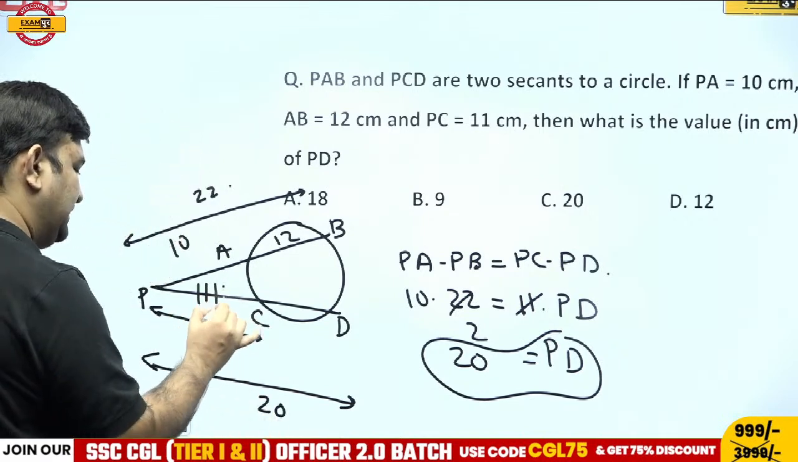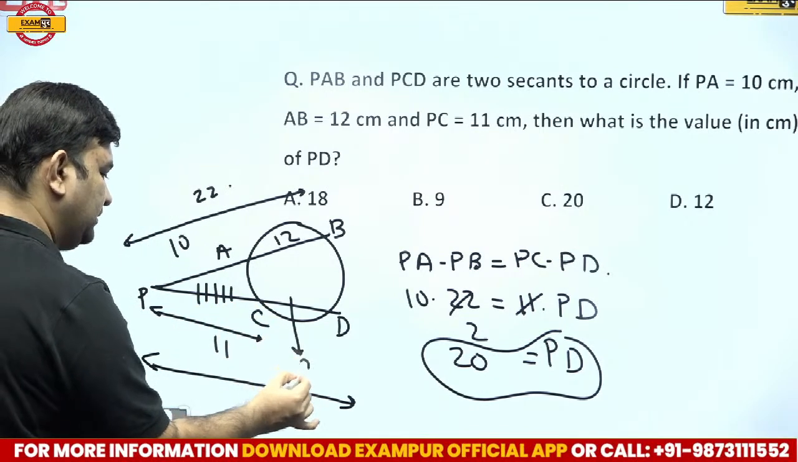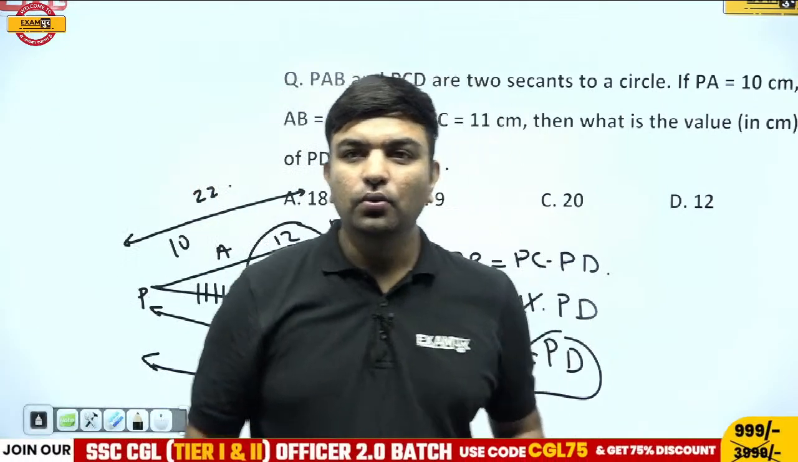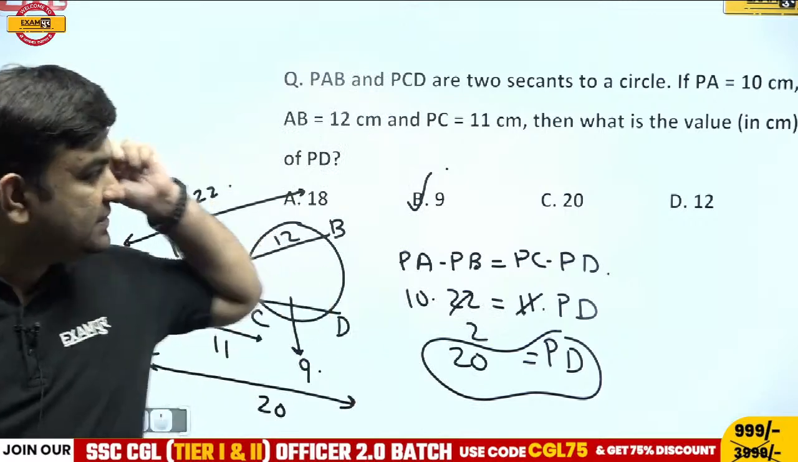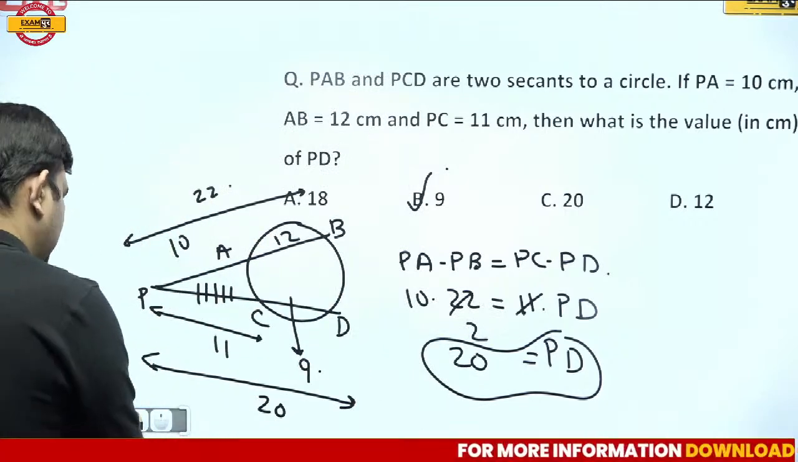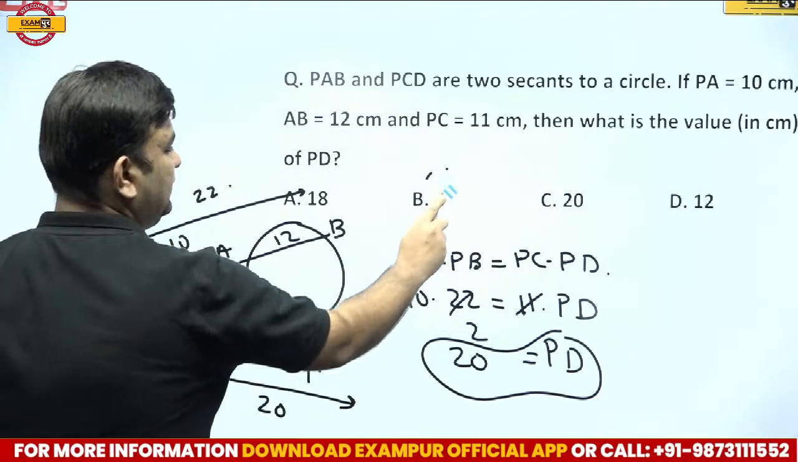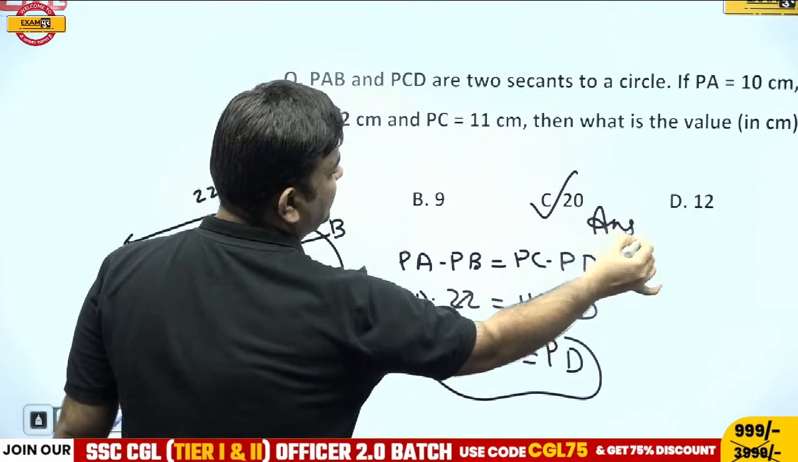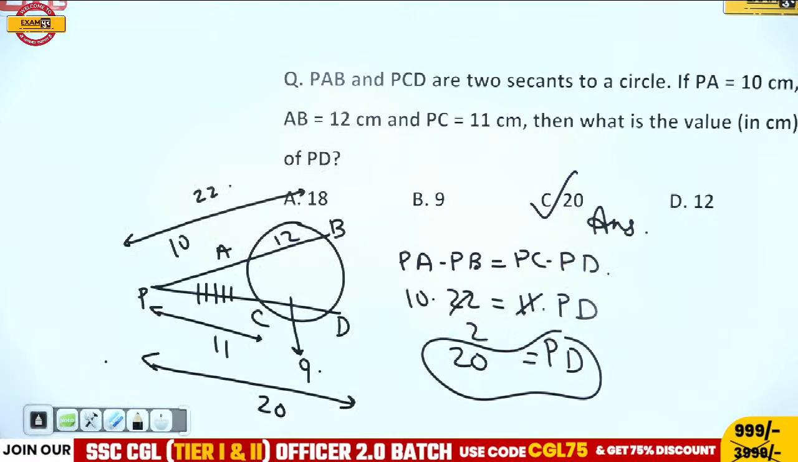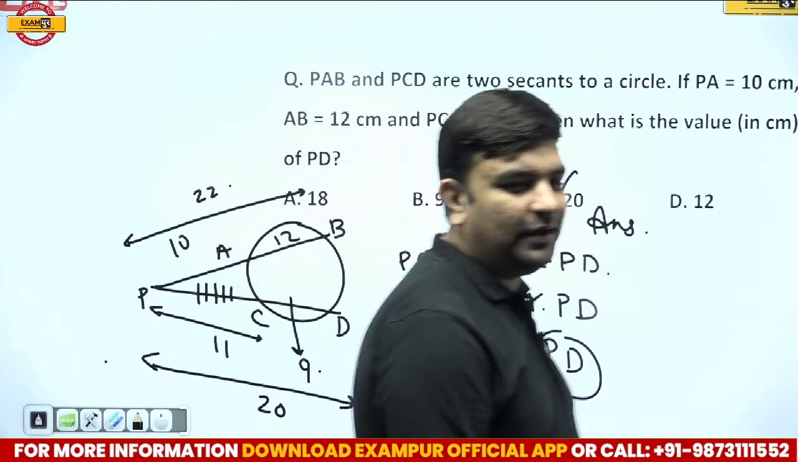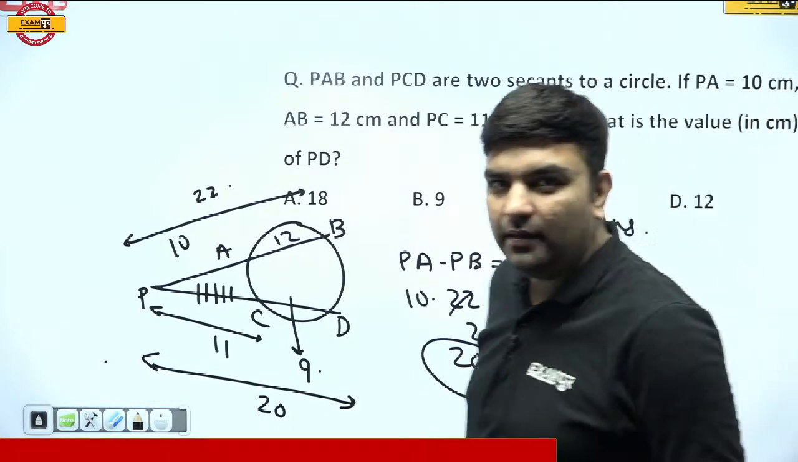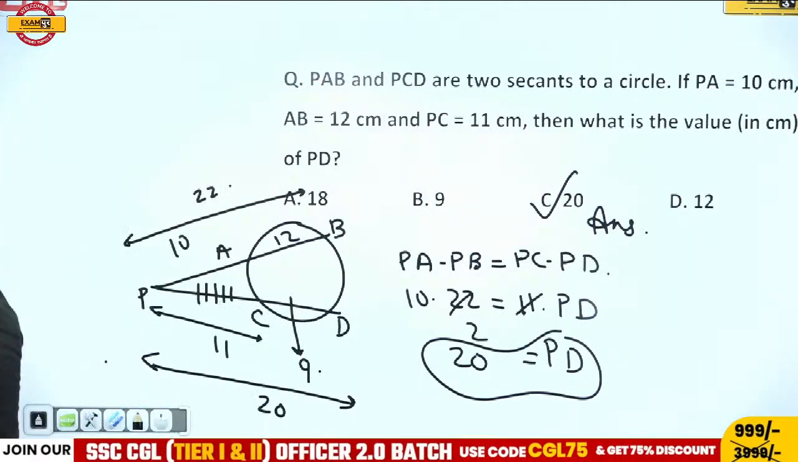If PC is 11, then the CD portion is 9. Absolutely correct. Oh, what are they asking? They are asking PD, so PD is 20 is the answer. I thought they were asking CD. But if they are asking PD, then 20 is the answer.